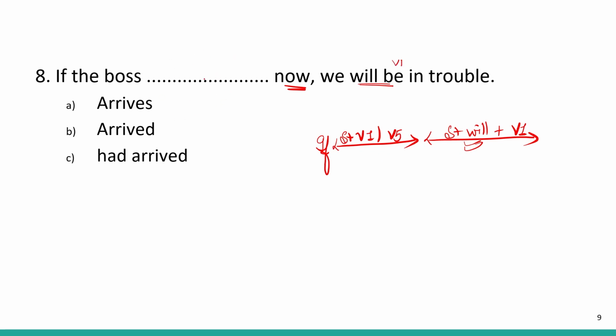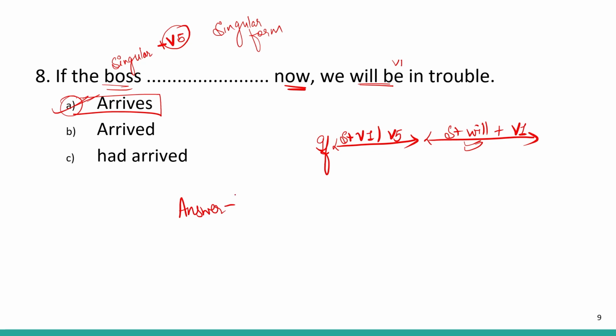So here we need either verb 1 or verb 5 form. Now boss is a singular subject. If it is a singular subject, we need verb 5th form, that is singular form of verb, so verb with S or ES. So the correct answer will be arrives. So our answer will be A. This means that if the boss arrives now, we will be in trouble. This will be the correct sentence.